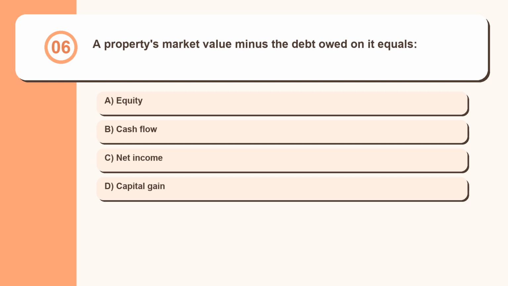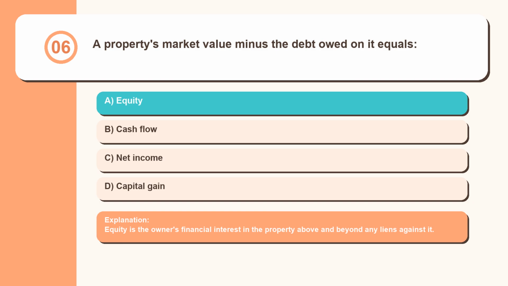Question 6. A property's market value minus the debt owed on it equals equity, cash flow, net income, capital gain. Equity is the owner's financial interest in the property above and beyond any liens against it.